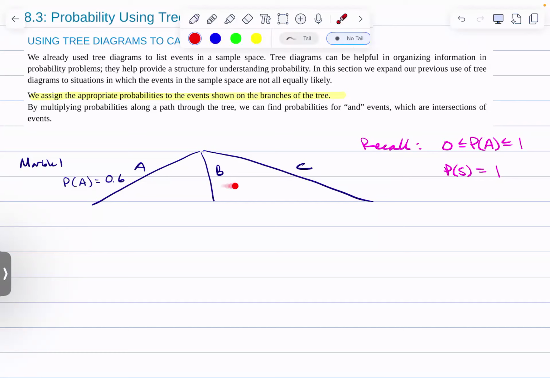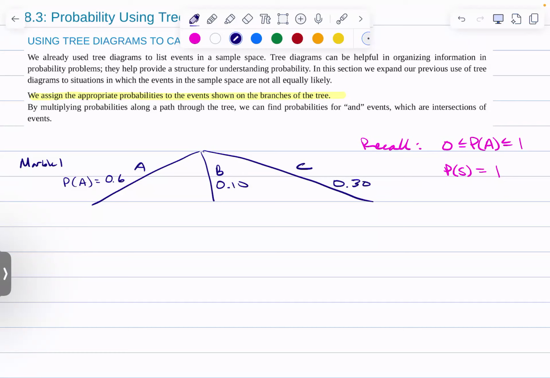What do we know about the probability of B and C? B and C, the probabilities here, they have to add with 0.6 to make 1, right? Which means that I have 0.4 that I can split between these when I'm making up these examples. So what if I make the probability of drawing B 0.1, and maybe C then would be 0.3.